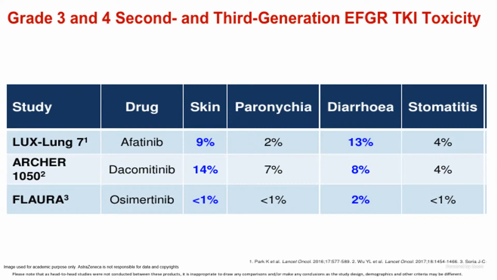So coming to skin reactions, afatinib has 9%, dacomitinib has 14%, osimertinib less than 1%. Coming to paronychia, paronychia 2% in afatinib, 7% in dacomitinib, less than 1% in osimertinib. Diarrhea incidence was highest in afatinib and dacomitinib at 8% and lowest at the rate of 2% in osimertinib. Stomatitis 4% in afatinib, 4% in dacomitinib, and less than 1% in osimertinib.